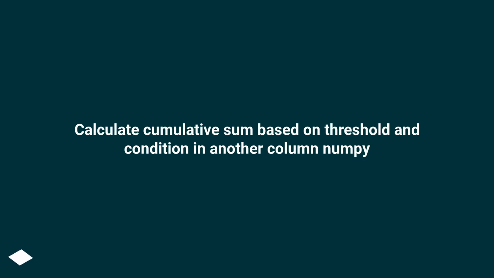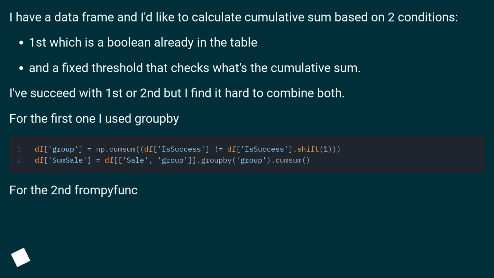Calculate cumulative sum based on threshold and condition in another column, numpy. I have a data frame and I'd like to calculate cumulative sum based on two conditions. First, which is a boolean already in the table, and a fixed threshold that checks what's the cumulative sum. I've succeeded with first or second, but I find it hard to combine both.